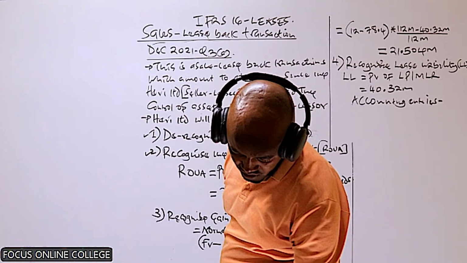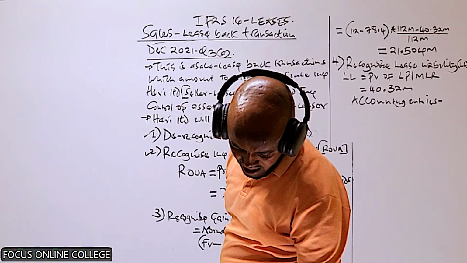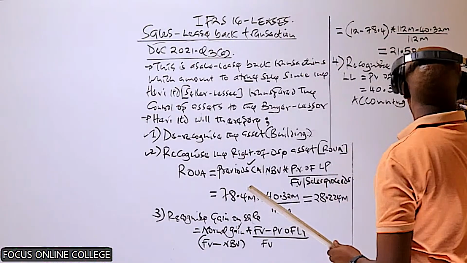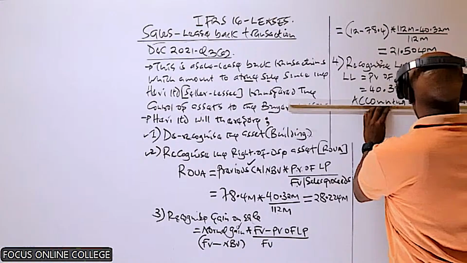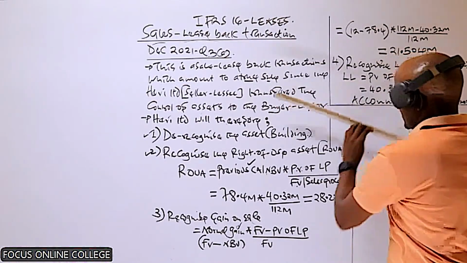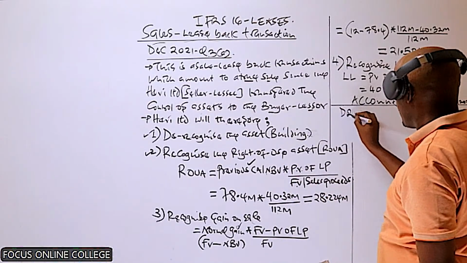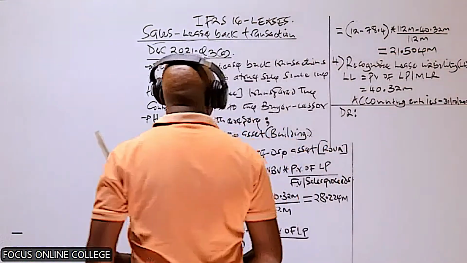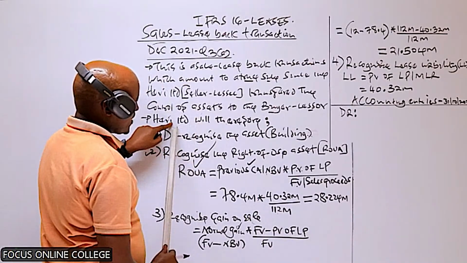It basically took place on 31st of October 2020. So what was the double entry which was effected in the books of account of this company? One, we are saying that this company will recognize the right of use asset. This right of use asset should be recognized in the books of account of this company as an asset.